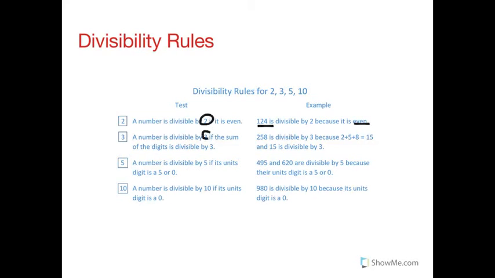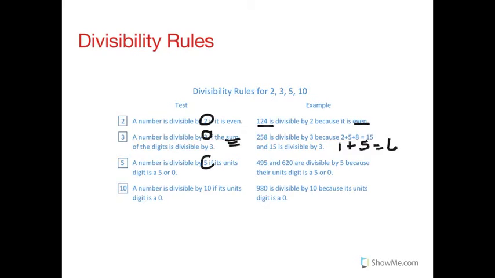A number is divisible by 3 if the sum of the digits is divisible by 3. This is really useful. Take the number 258 and add the numbers 2 plus 5 plus 8, you get 15. 15 is divisible by 3, so 3 goes into 258. If you didn't know that 3 went into 15, then you add 1 plus 5, and so on and so forth, and it goes in 6 times, so yes. It doesn't tell you how many times 3 goes into the number. It just tells you that 3 does go into the number.